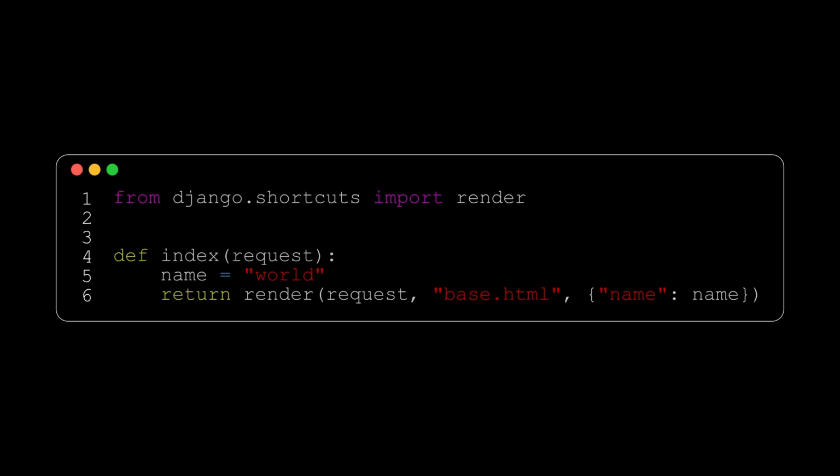Now let's create a new variable called name, and then we return render, which takes as the first argument the request object. The second argument is going to be a template file. The third argument is going to be the context. The context is a dictionary-like object. That is how we are going to pass variables from our view to the template.